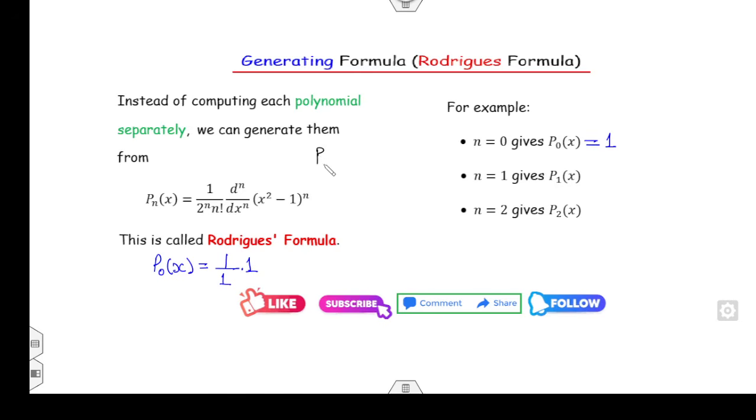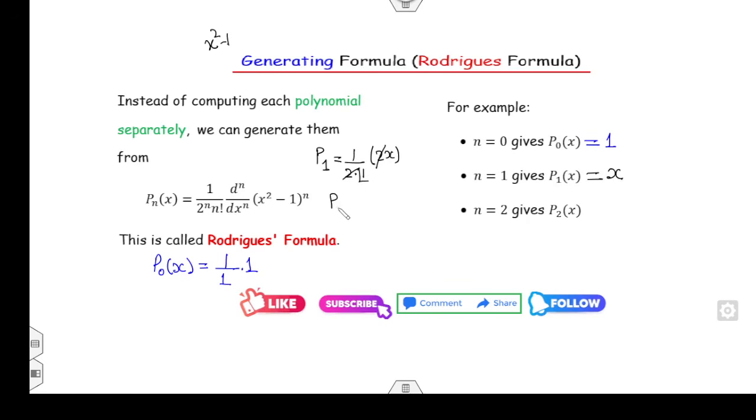If you consider n is 1, that will be 1 over 2 raised to power n. n is 1. 1 factorial is 1. First derivative of x squared minus 1. What is the first derivative? 2x. And if you cancel that out, that will be x.